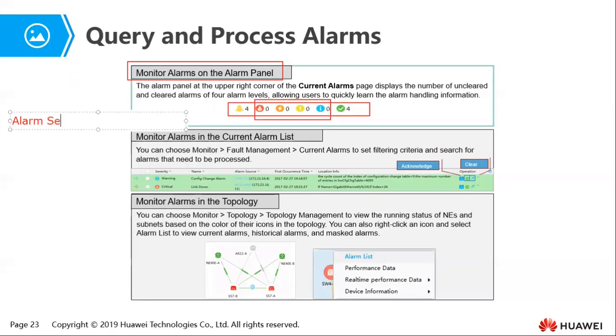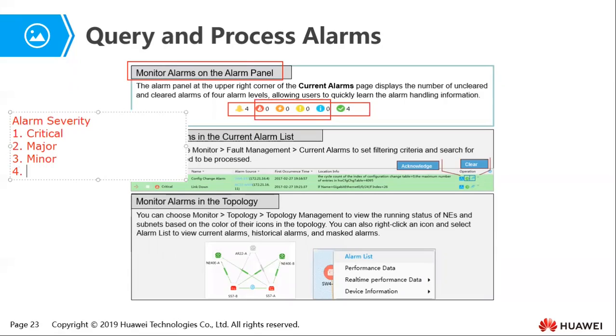So alarm severity. The first one, the baddest, is critical. Then you have a major one. Then you have a minor. And lastly, we have a warning.